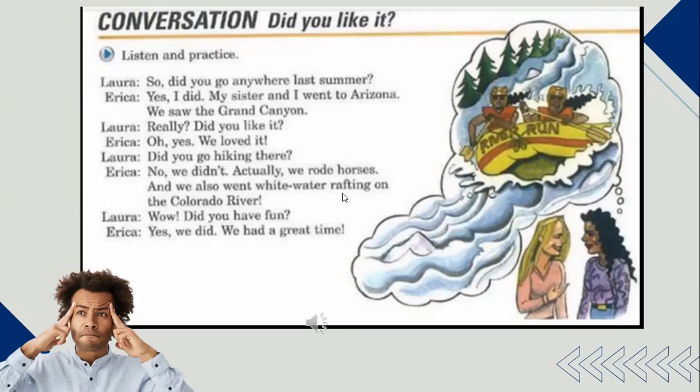So, can you identify some verb in simple past in this conversation? Which one, for example? Went. So is when. Went. To Arizona. My sister and I went. Okay, when. Which other when? Did. Love it. Loved. Loved. Did. What is did? Love it. Did.